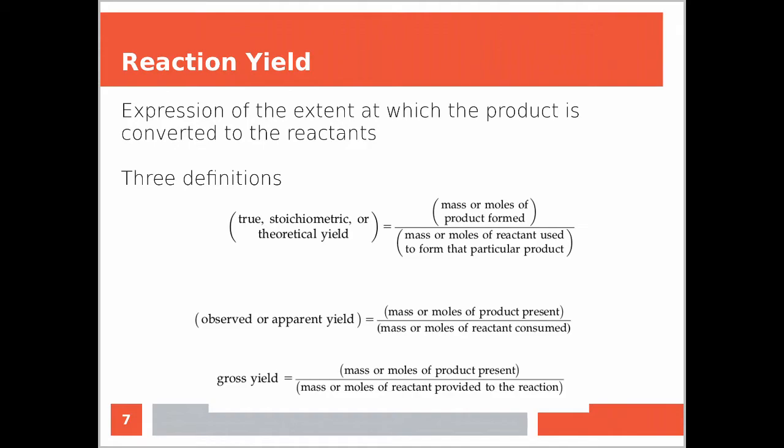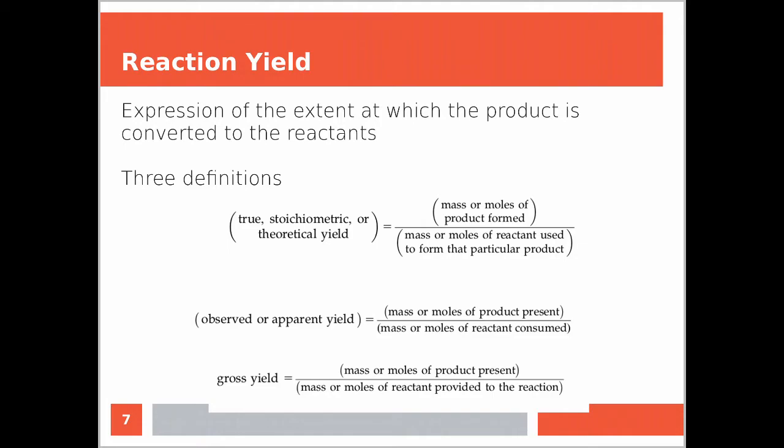For example, if you have a reaction where A produces 2B, and you have 1 mole of A, you produce 2 moles of B. So your theoretical yield is the product formed, which is 2 moles, over the moles of the reactant used, which is 1. So you have a value of 2. If you had 100% conversion, you would have 200% yield.